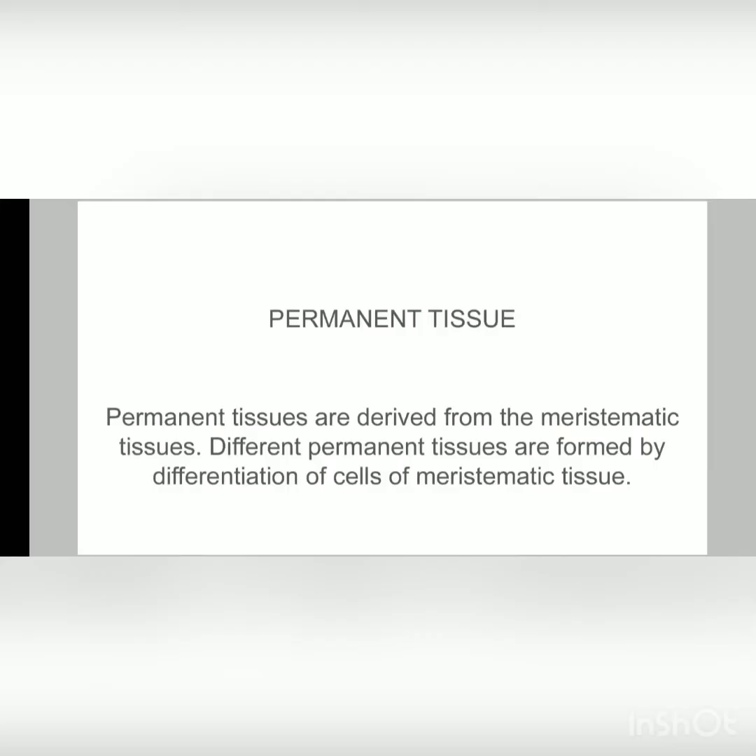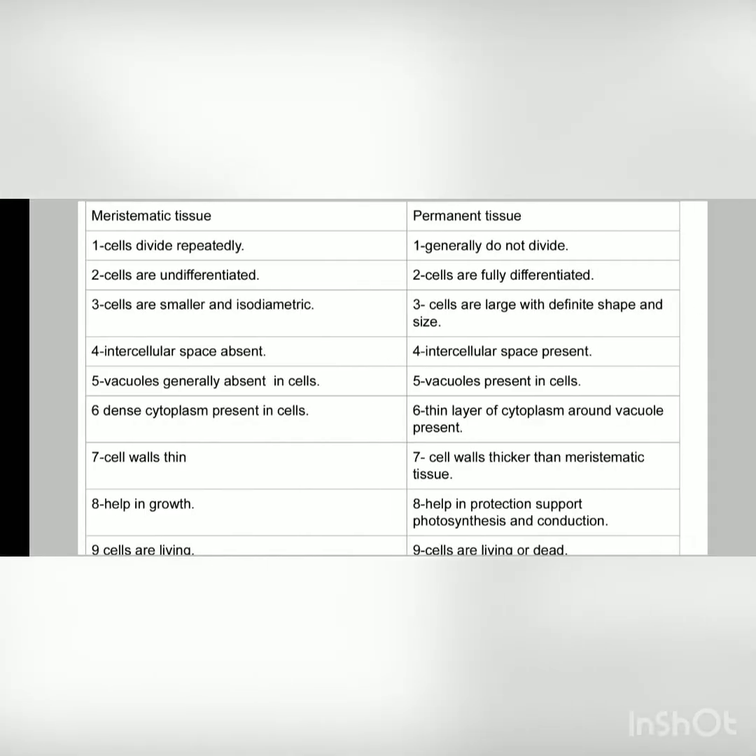You understand about the definition of permanent tissue. Permanent tissues are derived from meristematic tissue, as meristematic cells differentiate and form permanent cells. Let us see the difference between meristematic tissue and permanent tissue. Cells of meristematic tissue divide repeatedly, but the cells of permanent tissue generally do not divide. They divide only during specific circumstances.